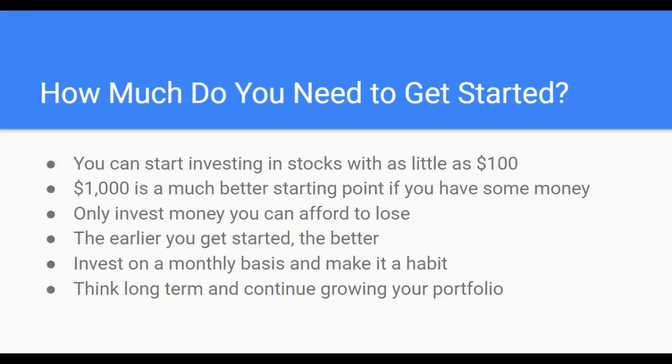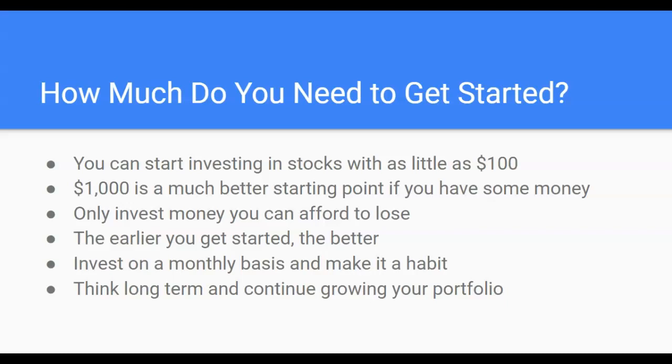Then invest on a monthly basis and make it a habit. This is a big one. A big mistake people make is that they just invest once and then they stop. You can be successful doing that, but consistency, doing something over and over again, making it habitual, is going to provide you much better returns on your investment. The best thing I can say about this is to automate it.